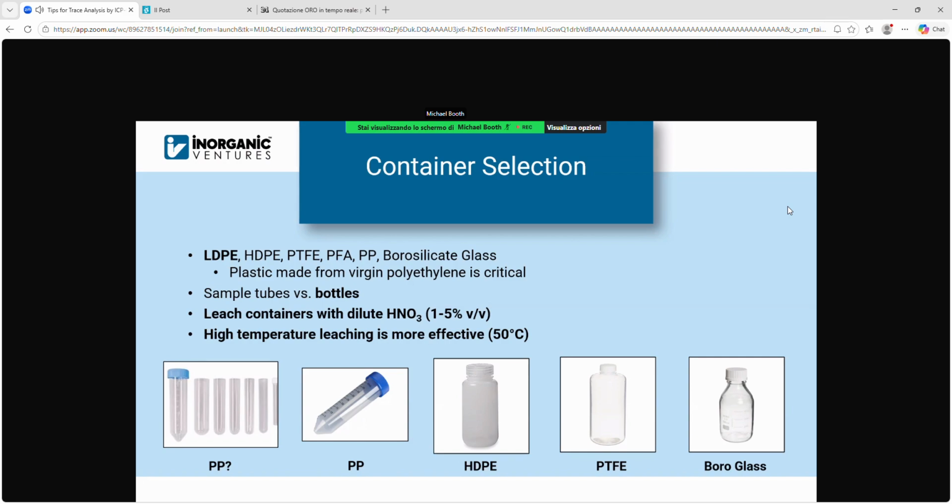You also want to look at if you're using sample tubes versus bottles. And what we found is generally bottles are a little bit cleaner than sample tubes. But the good thing about plastics is you can leach them all with dilute nitric. And what we found is that high temperature leaching is more effective. So if you're able to leach your containers at about 50 degrees C for a few days, rinse them out, they're going to be a lot cleaner than just using them straight out of the box. So we'll talk about how we clean our bottles at Inorganic Ventures here in a few slides.